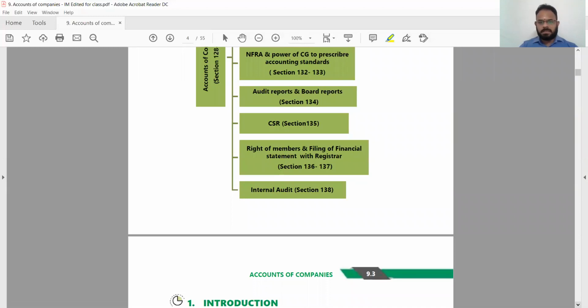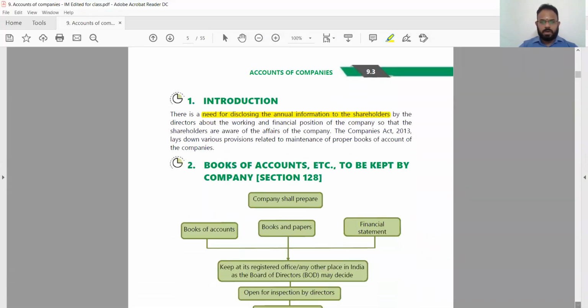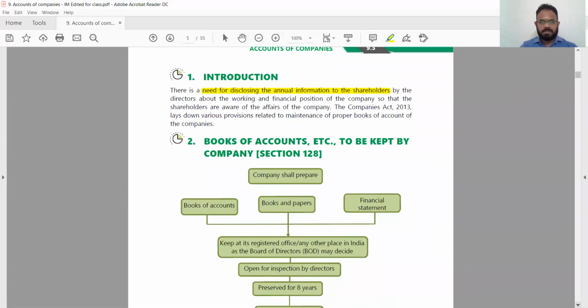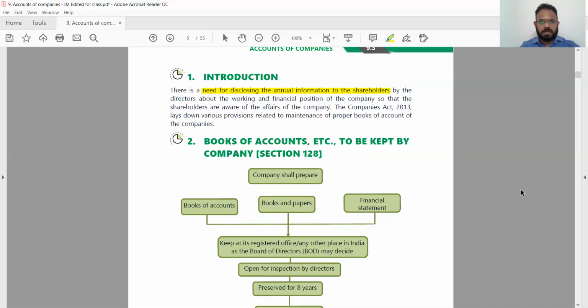Now for our easy understanding, you have again marked things which are important, so you can easily cover it up and finish. Now we'll go one after another and go inside this and see what is happening. Now, accounts of companies, there is a need for disclosing the annual information to the shareholders by the directors. So that also we are covering it up.